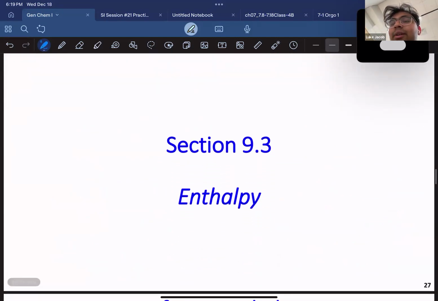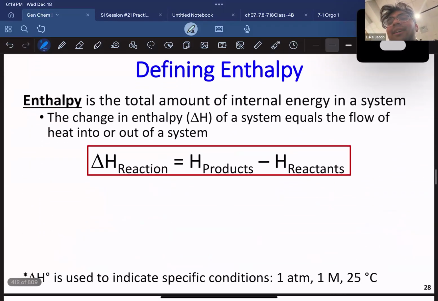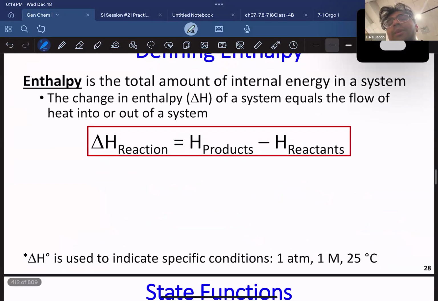All right, so now we're going into enthalpy. I heard a lot of people had a lot of trouble with the Hess's law question and also maybe with the bond energy stuff. And don't worry, we'll get through all those.